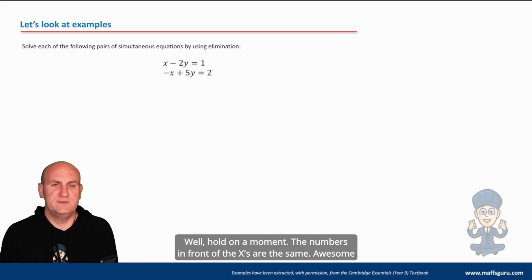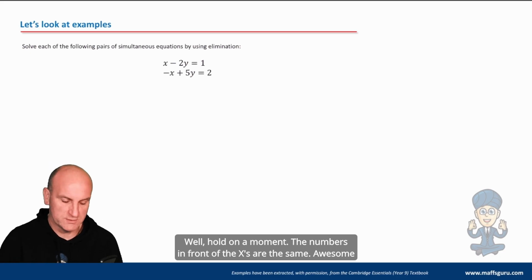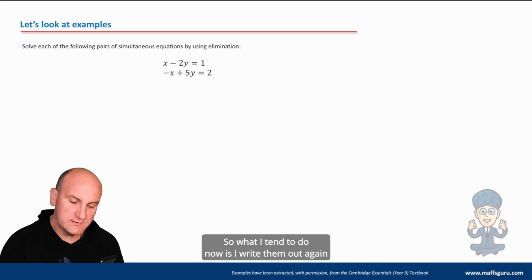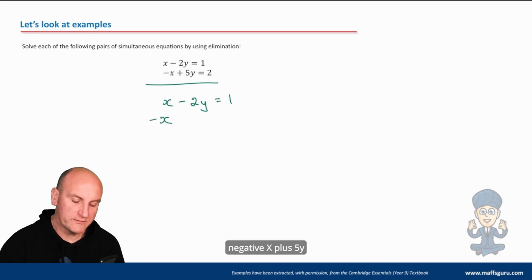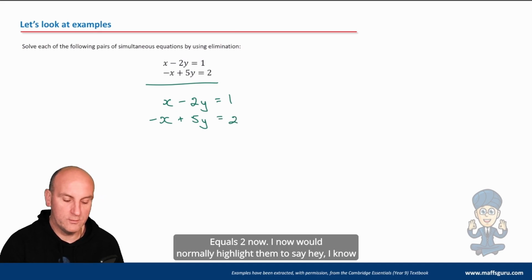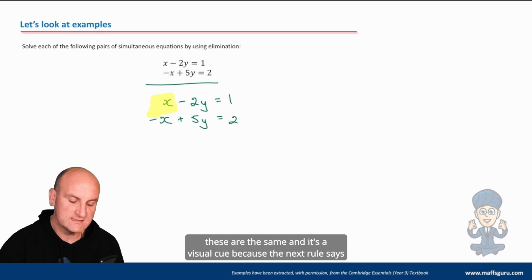Well, hold on a moment. The numbers in front of the x's are the same. Awesome. So what I tend to do now is I write them out again. This is a fairly pointless step until later on, but x minus 2y equals 1 and negative x plus 5y equals 2. Now, I would normally highlight them to say, hey, I know these are the same.